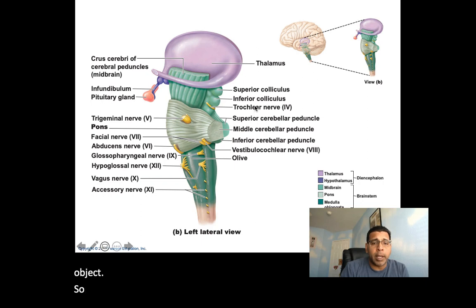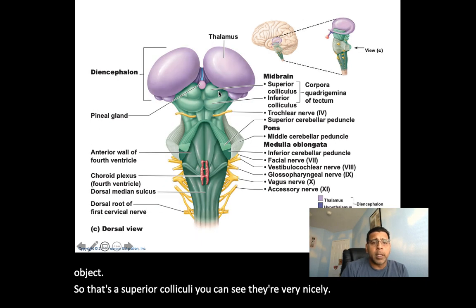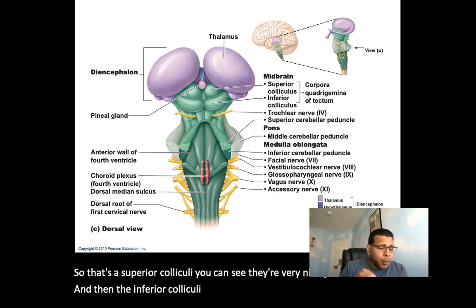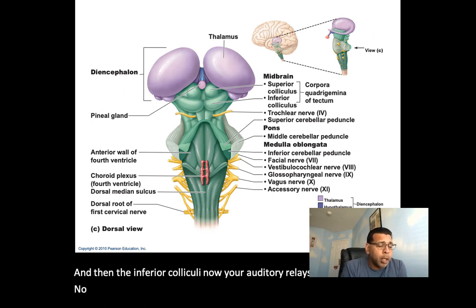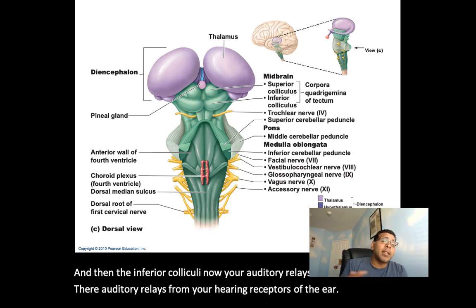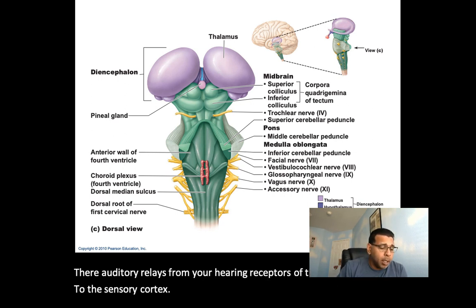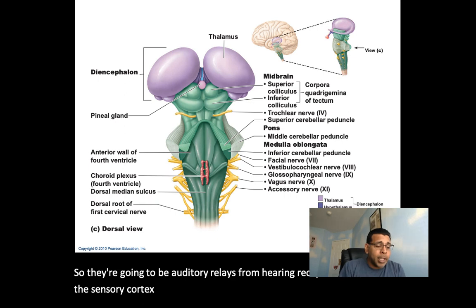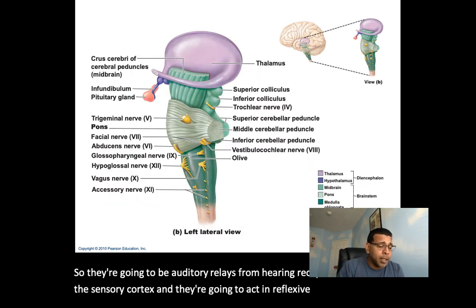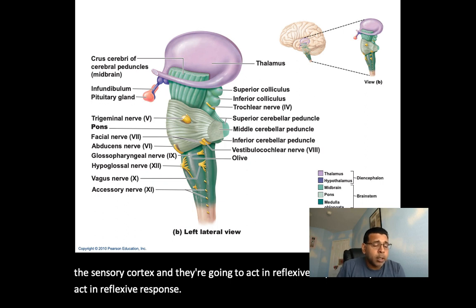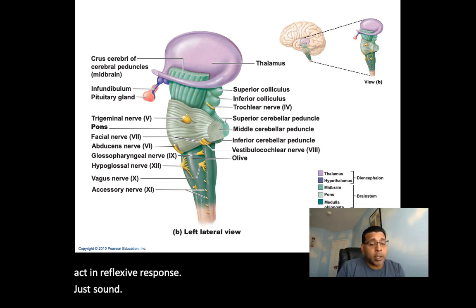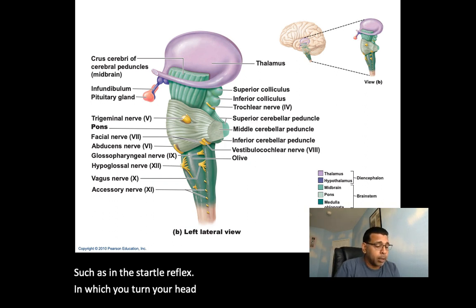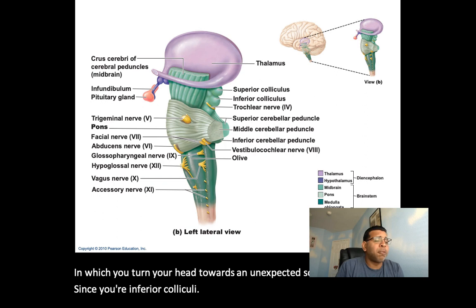So that's the superior colliculi, you can see there very nicely. And then the inferior colliculi are your auditory relays. They are auditory relays from the hearing receptors of the ear to the sensory cortex. They also act in reflexive response to sound, such as in the startle reflex, in which you turn your head towards an unexpected sound. So that's your inferior colliculi.